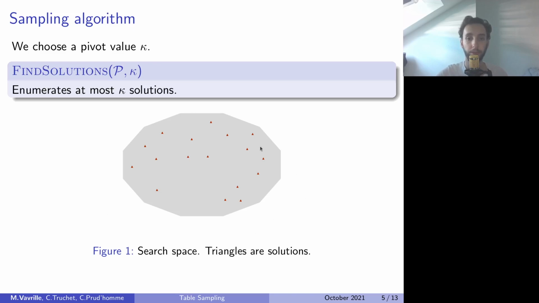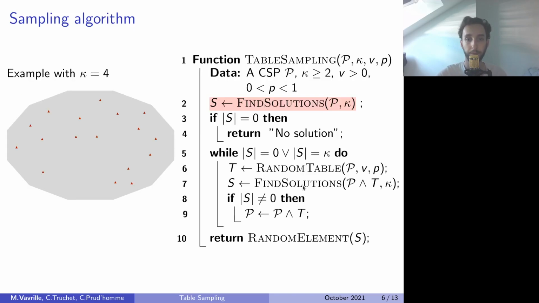I will be using this figure to represent the search space where the triangles are all the solutions of my problem. So here is my algorithm. I will show you step by step. I take an example with kappa equals 4. So first we just find kappa solutions just to be sure that if my problem is not satisfiable, then there is no point in trying to sample a solution in a problem with no solutions.